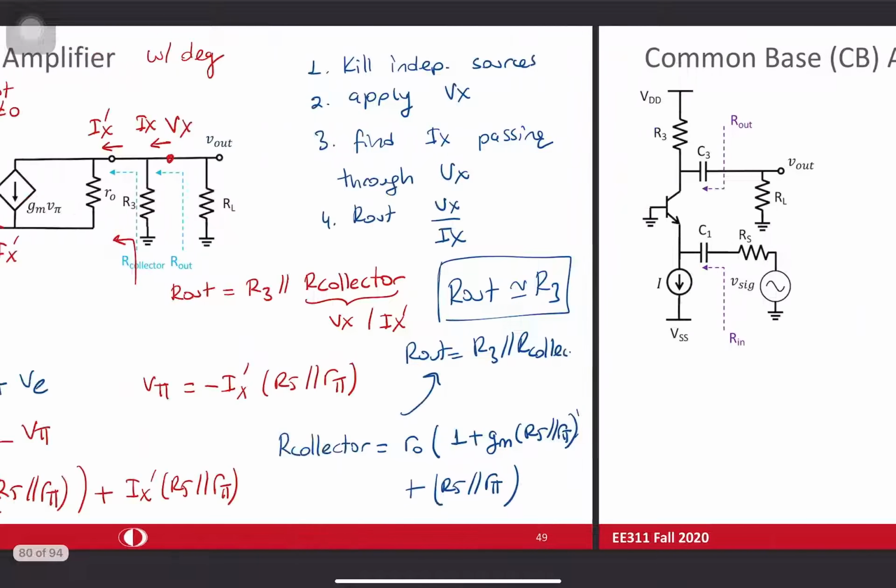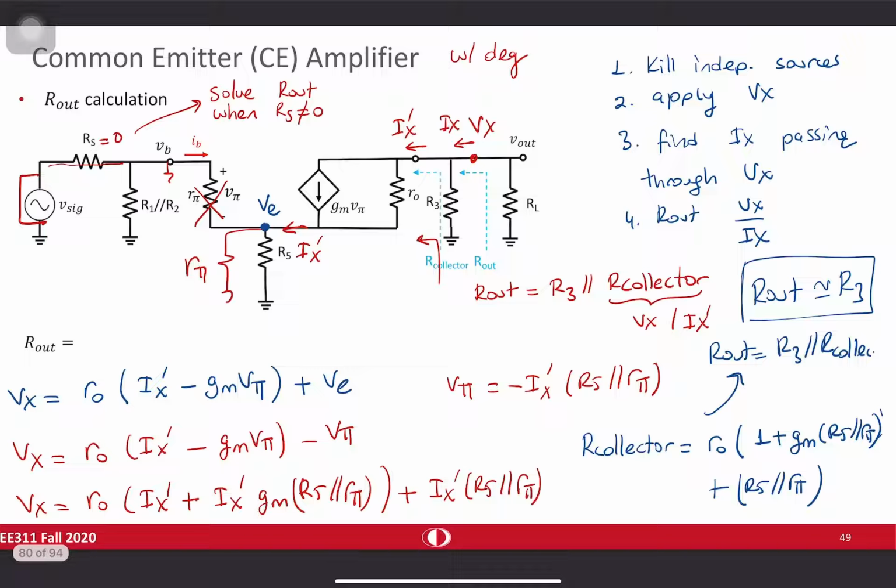So I think we can stop here for this lecture, and next week we will continue with common base and common collector amplifiers, and then we are going to combine them to make a more complicated amplifier structure, multi-stage amplifiers.